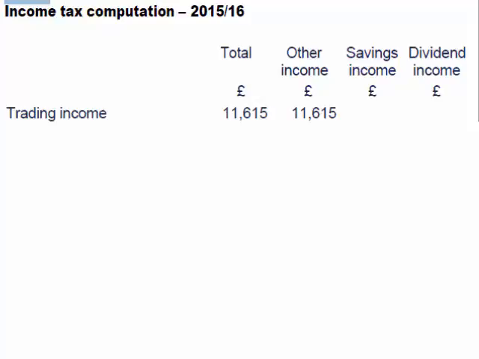We then have employment income. Now the question did state that the employment income figure was gross. In actual fact, employment income is always provided gross. And the easiest way to remember that is to remember that if someone asked you what you earn, you would give them your gross salary as an answer, if you were prepared to answer the question. You would not tell them the amount that you actually receive after tax has been deducted.